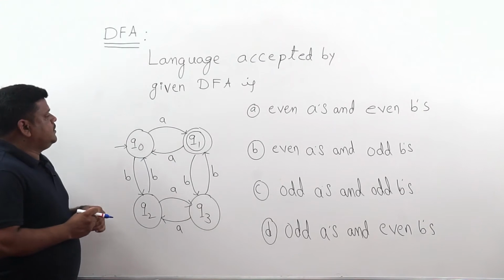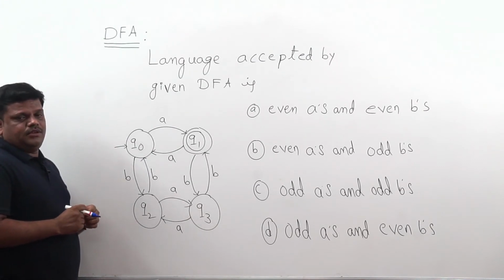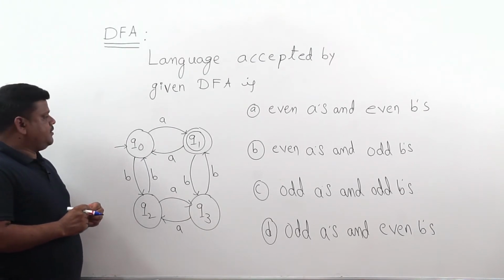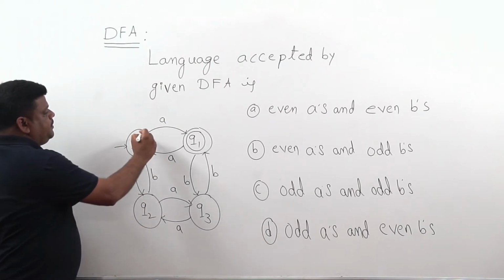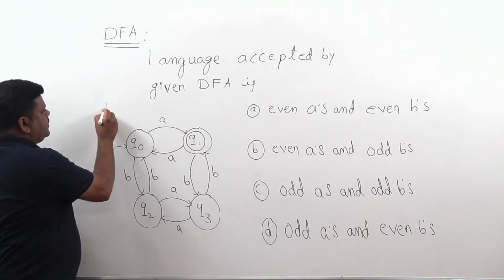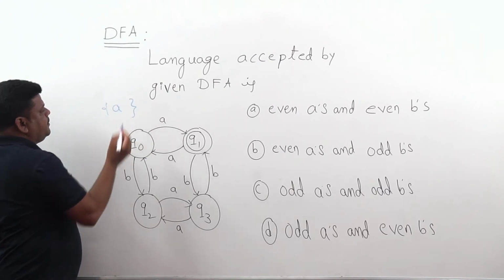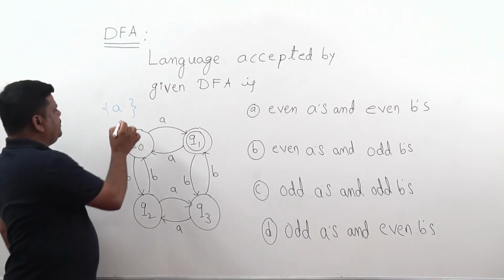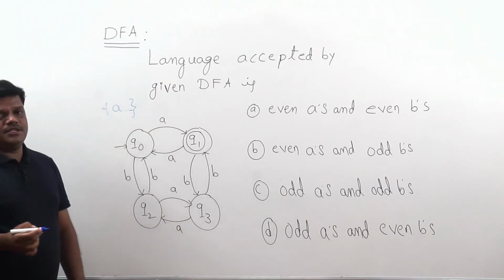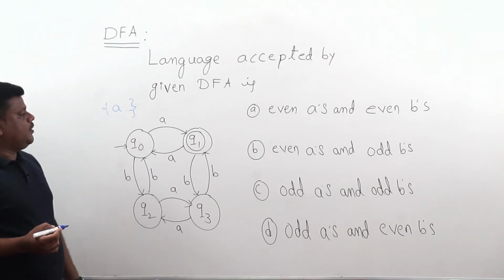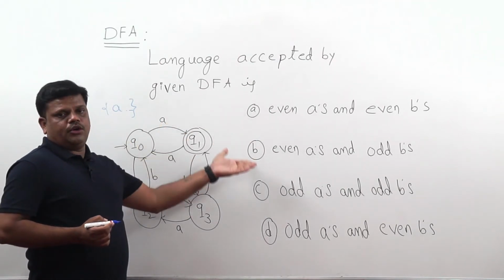Now we'll see by using the minimum strings. We'll see what is the minimum string accepted by this DFA. See this DFA here. The minimum string accepted by this DFA is A. A is the minimum string accepted by this. There are so many strings in the language. Minimum string which is there in the language is A. Now we'll eliminate by using this from the options.